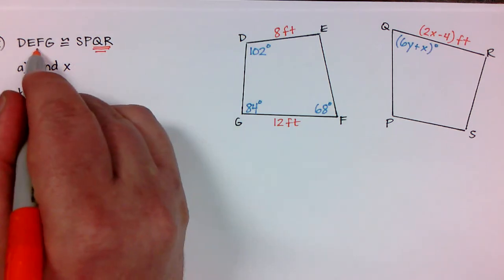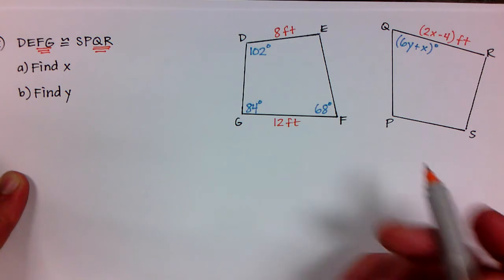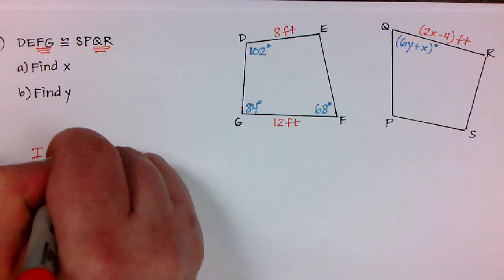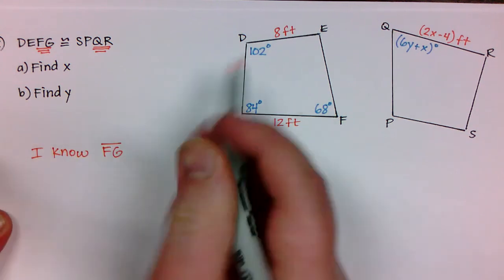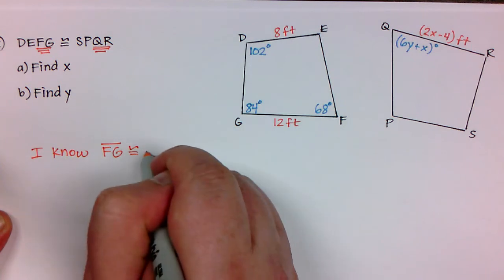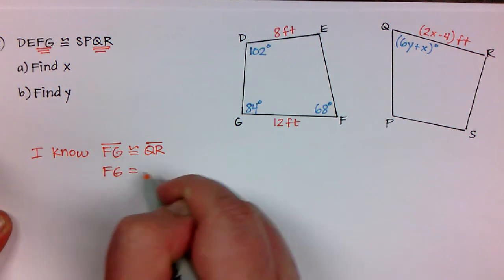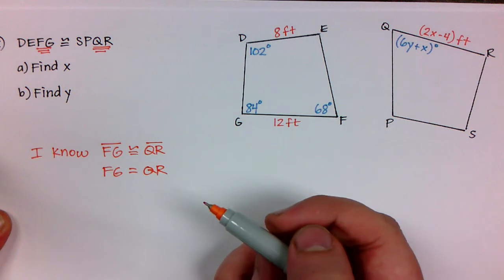And what does it correspond with? Well, I'm going to look at the order it's written. It corresponds with the length FG. So I know that FG is congruent to QR, which means that the lengths themselves are equal to one another.